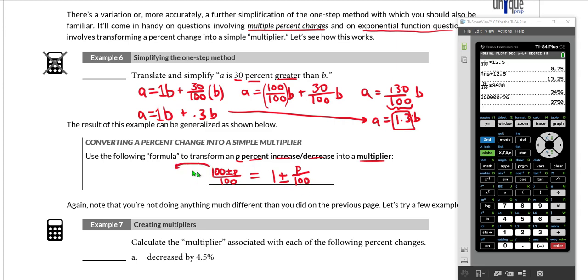We should be able to see that because 100 plus or minus p over 100 is exactly the same as 100 over 100 plus or minus p over 100. And 100 over 100 is just 1. That's what we were doing up here. We were changing 1 into 100 over 100, and now we're taking that 100 over 100 and converting it back to 1. So this will be your multiplier right here: 1 plus or minus the percent change over 100. Whatever that value is, you multiply it by an initial number to get some final number.